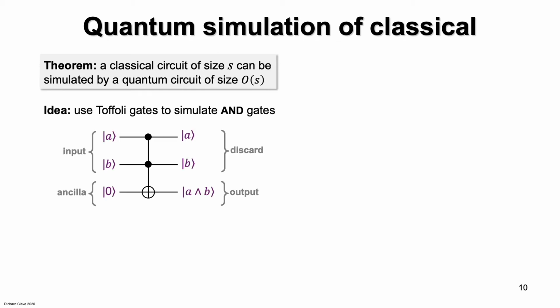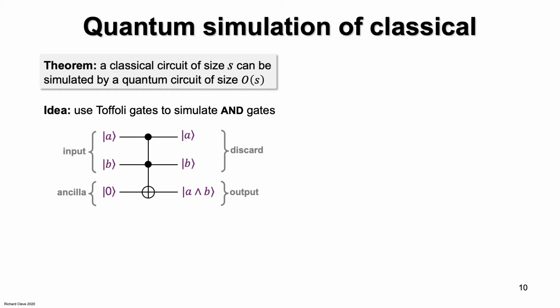We use Toffoli gates to simulate AND gates, like so. Bits are represented as computational basis states in the natural way. So ket A and ket B represent bits A and B. To compute the AND of A and B, a third ancilla qubit in state ket 0 is added, and then a Toffoli gate is applied. Notice that this causes the state of the ancilla qubit to become the ket of A and B. The first 2 qubits can be discarded or just ignored for the rest of the computation. So that's how an AND gate can be simulated.